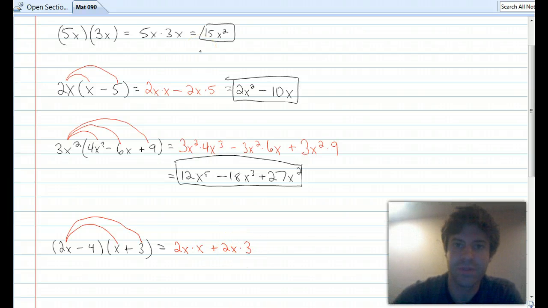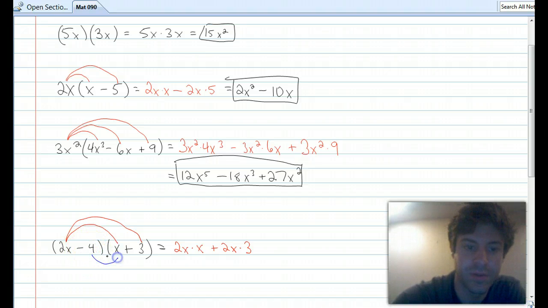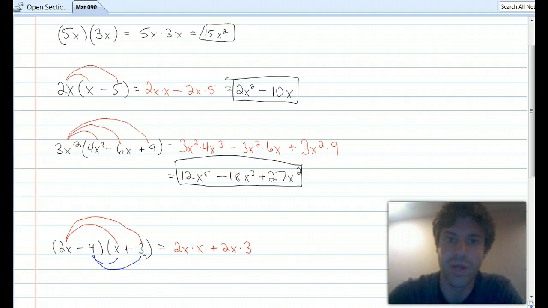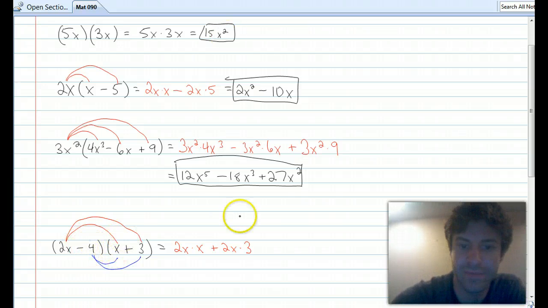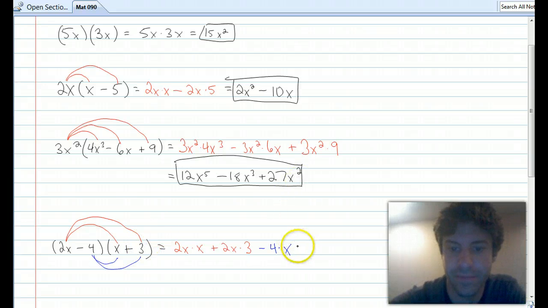Then what we have to do is distribute our second term in our first binomial through the parentheses as well. Now keep in mind we have to carry along the negative sign if there is a negative sign on this term. So what we get is negative 4 times x and a negative 4 times a positive 3.